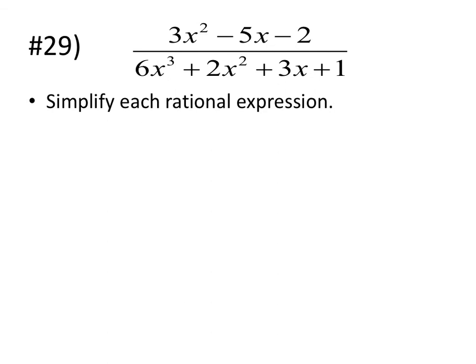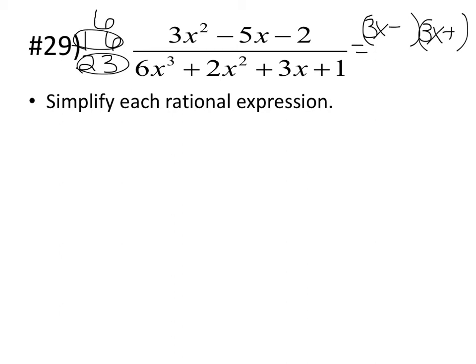Okay, so down here, let's do our numerator over here. We do 3 times 2 is 6. Factors of 6 are 1 and 6 and 2 and 3. Both of these factors can give you 5, so you're going to have to be really careful on this one. So you're going to have 3x, 3x, minus, plus.